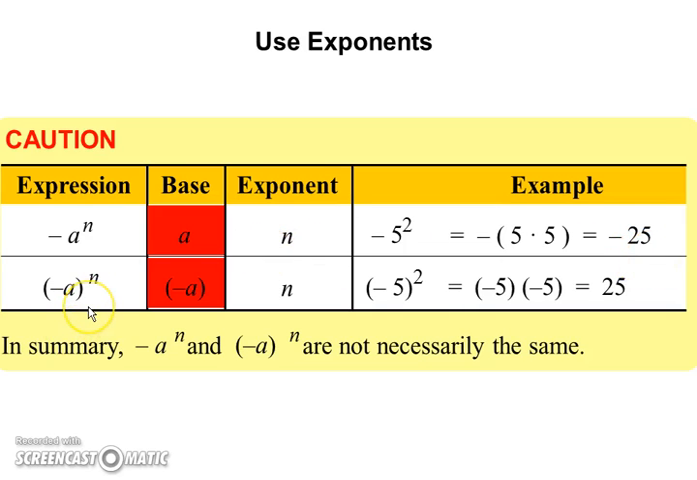However, suppose we have an expression (-a) in parentheses raised to the nth power. In this example, it would be (-5) raised to the 2nd power. We're actually raising the negative 5 rather than the 5. So raising negative 5 to the second power, we multiply negative 5 times negative 5, and we get 25 for our answer.